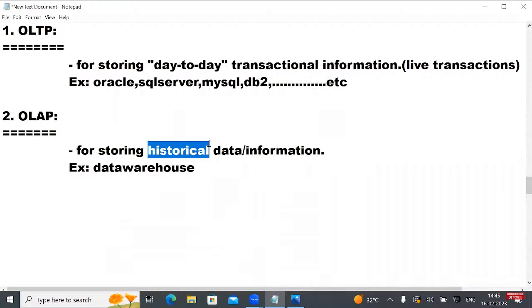Right. So these are the two things we discussed in the last session, OLTP and OLAP. And now today, the next session. What is the day, guys? 16, huh?